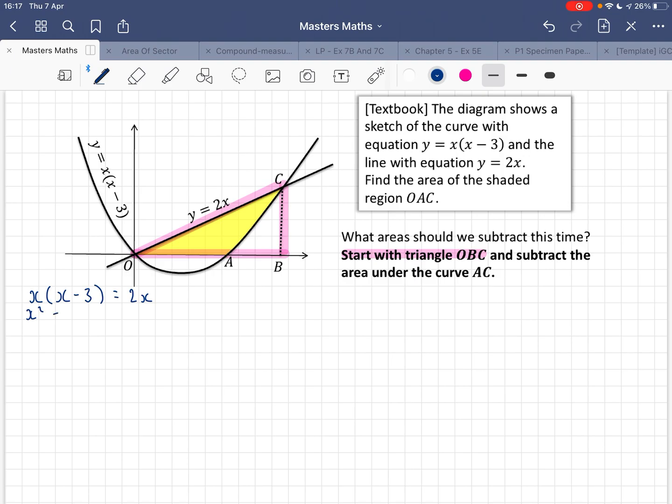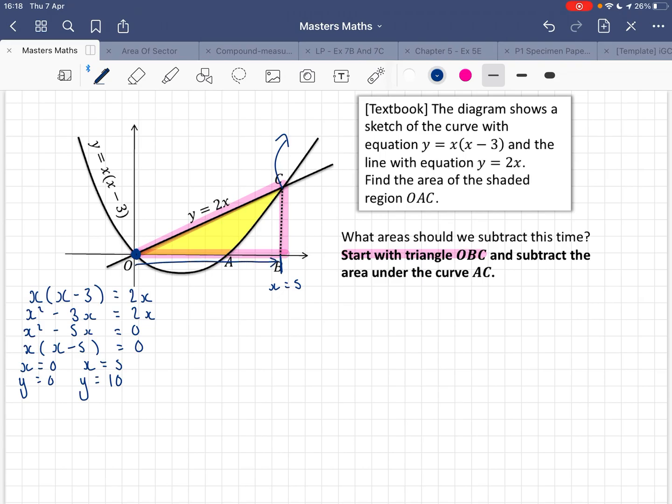rearrange to solve, I get x squared minus 3x equals 2x. Subtract 2x over, and then factorize it. So I get x equals 0 or x equals 5. So this point here is x equals 5. The coordinate, obviously y is equal to 0 because again we're going through the origin here. Use the straight line to find your corresponding y value. So y is 2x, if x is 5, y is 10. We're going to need that for the area of the triangle.